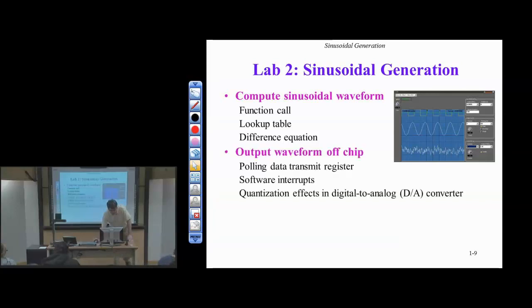Once we've computed the value for the amplitude, either one amplitude at a time or a block or a period of amplitude values, we want to get that off the chip. There are a couple of ways; 2 ways we're going to do it in lab, and we'll do a 3rd way in Lab 3. The first is we poll a data transmit register, and when it's ready, we give it the value we need. We can also generate software interrupts from the converter, in this case the digital-to-analog converter, to service the data now that it's ready, to get the data onto the peripheral because the peripheral is ready.